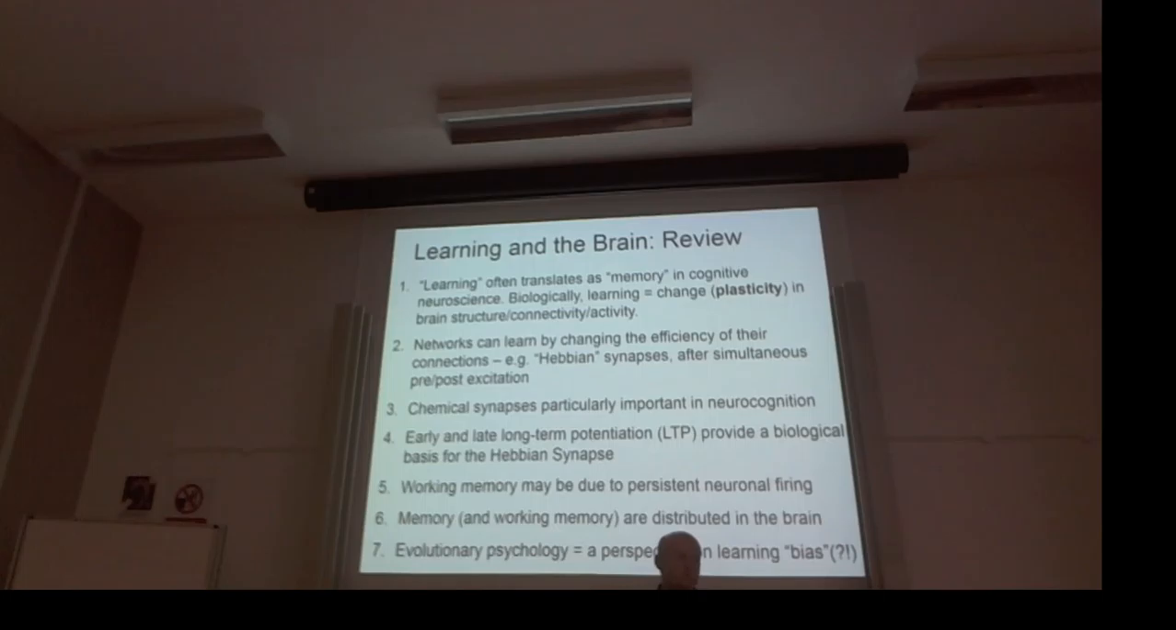We'll be thinking about working memory, what that means in terms of the brain, one particular model of what it might mean anyway. And we'll be reminding ourselves how memory is actually distributed throughout the brain. And we'll also be looking a little bit at evolutionary psychology, which is kind of an example of what happens when psychology tries to ignore the neuroscience, really.